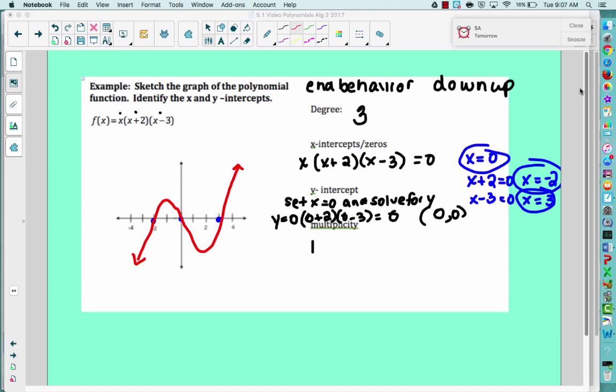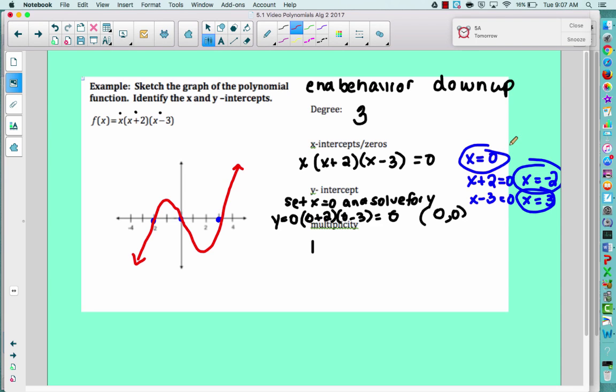Okay, so I'm going to stop there today. Tomorrow we're going to be practicing this graphing and the bounce and the squiggle and the going through a point to make sure you understand how to put the end behavior, the zeros, and the multiplicity together.